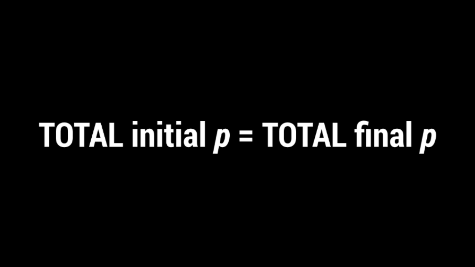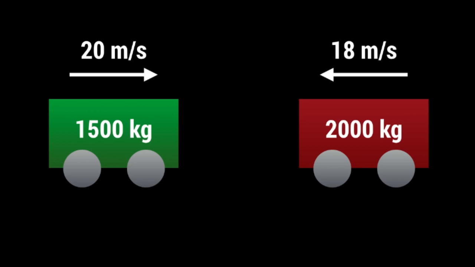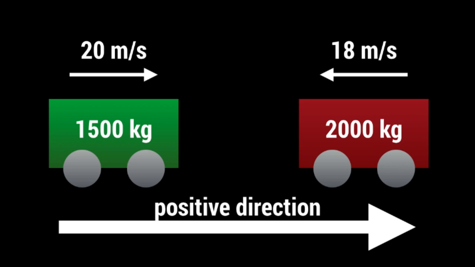So let's first try to calculate the total initial momentum. If we take a look at our initial conditions, first thing we need to do is establish a positive direction. Usually this is established to be to the right. However, you can set your positive direction to the left or to the right, and the answer to the problem will still be the same as long as you're consistent.